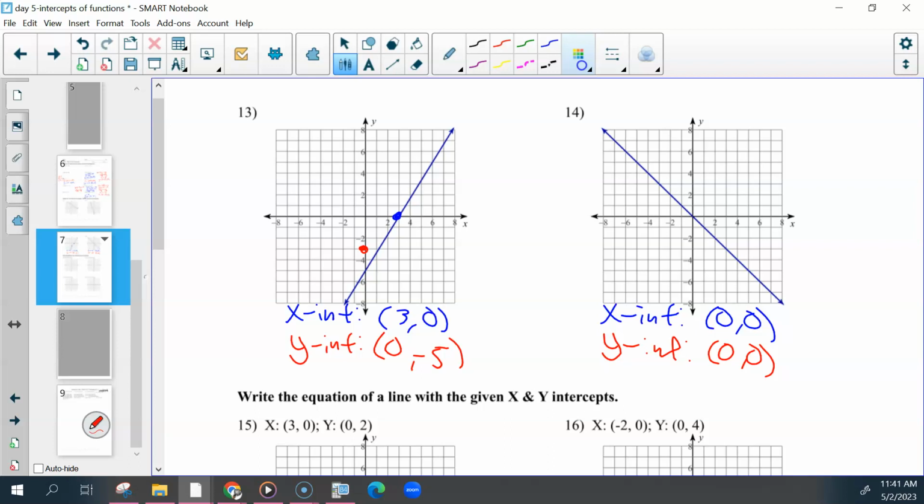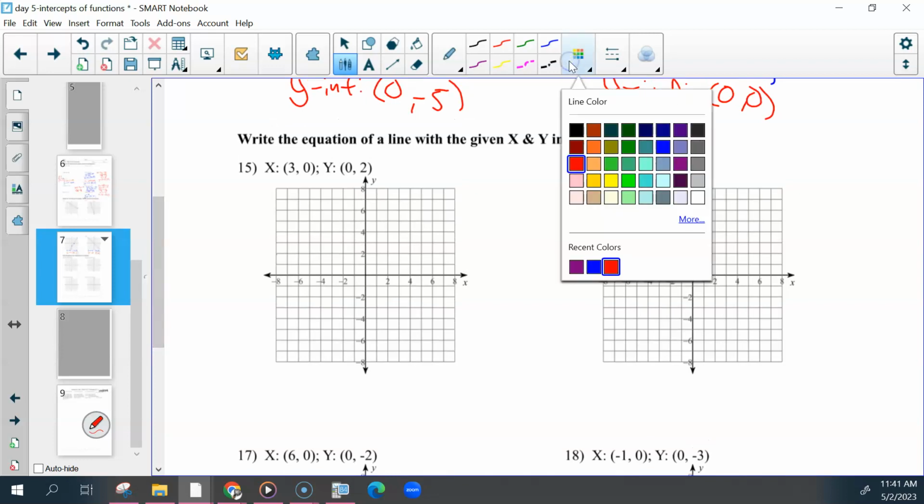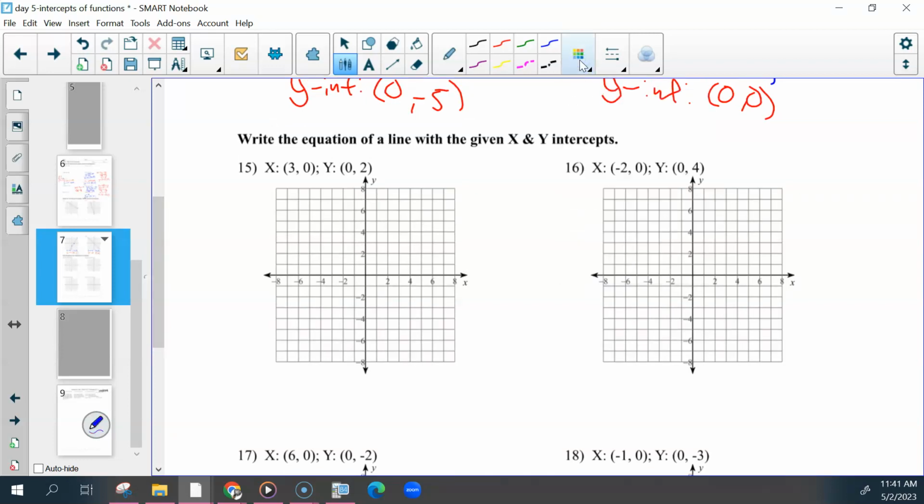Any others on this page you want to see us go over in review? There are 2 different ways to go about doing this. One is using the graph, one is doing it algebraically. I'll show you both. So you can plot these 2 points. 3, 0 would be to the right 3 at 0. 0, 2 would start at 0 and go up 2.